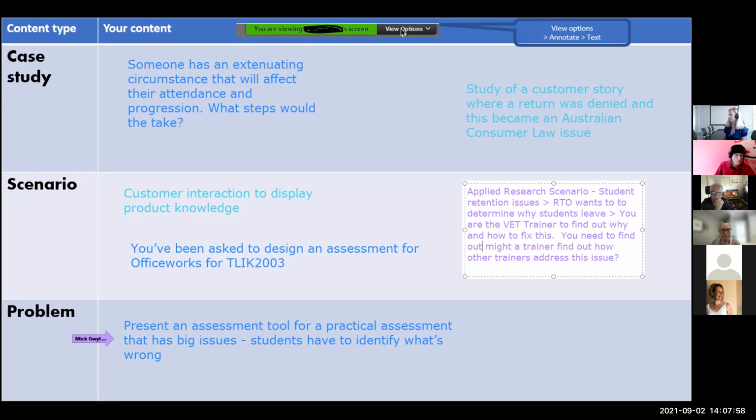Yep. This is a doozy. Is that one of yours too? Yeah, that's mine as well. So go on. Just giving them an actual scenario that they have to work with, so that they've got sort of an end goal in mind when they're having a go at designing an assessment tool.